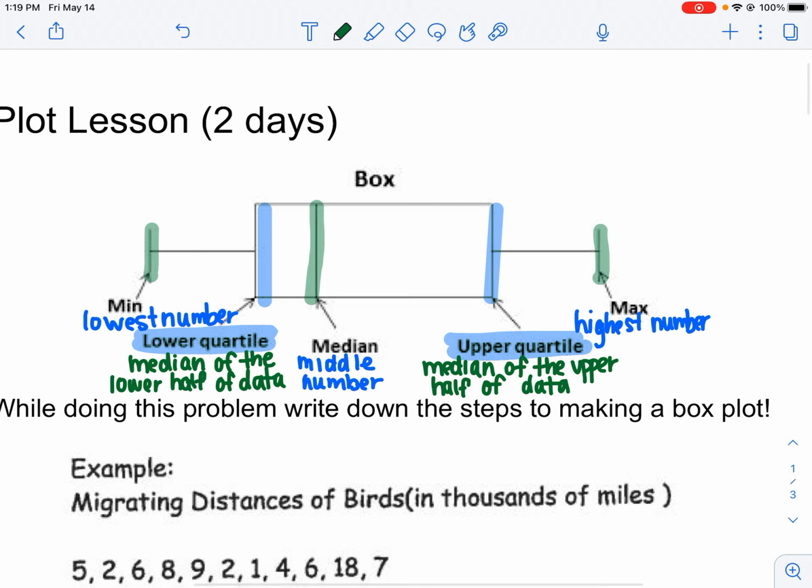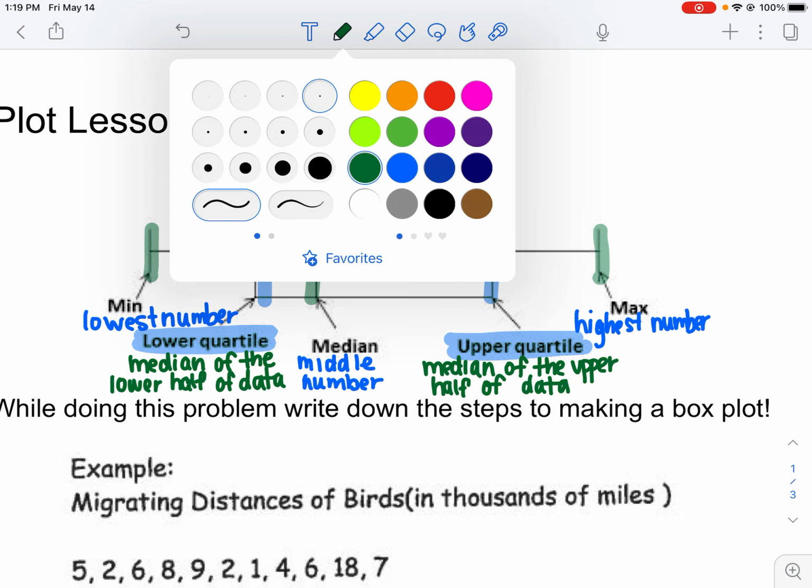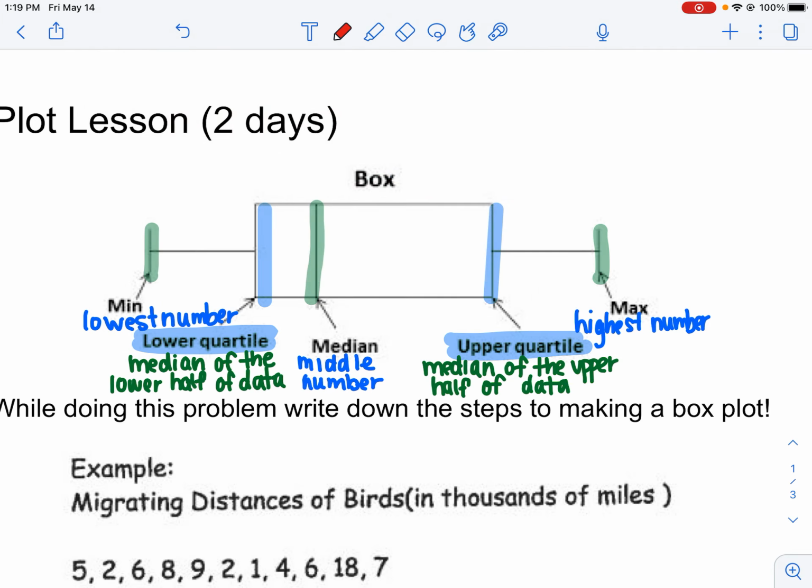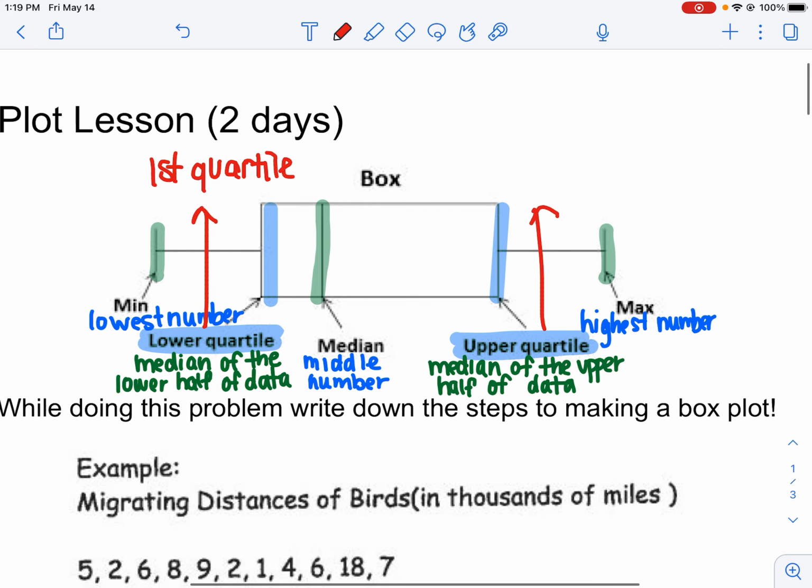I also want to talk about some synonyms that you might find when answering different types of questions. And those synonyms are really for lower quartile and the upper quartile. So a lower quartile can also be called a first quartile. And an upper quartile can also be called a third quartile. So same meaning, same data point that you're going to find. It's just those are different types of words that they could be referred to as.